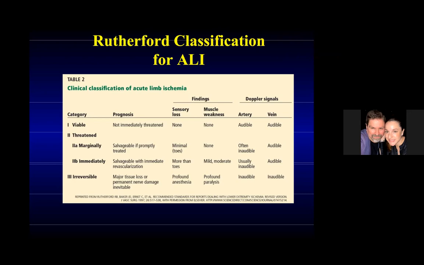If you get a category 3, forget it. It's irreversible. So major tissue loss or permanent nerve damage is inevitable. You're going to have profound anesthesia. A patient cannot feel anything in the foot up to the level where the blood flow stops. Okay, there's profound paralysis. That patient won't be able to move that foot at all. You can't hear a Doppler signal, and there are no arterial nor venous signals, okay?